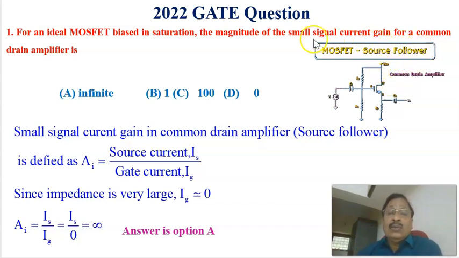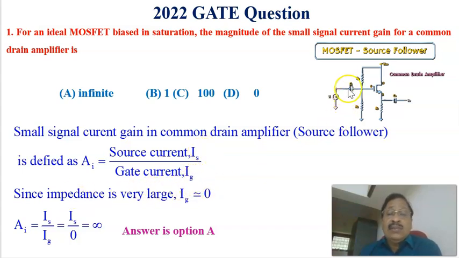The question is, what is the small signal current gain? The small signal current gain in a common drain amplifier or source follower is defined as the source current, that is Is, divided by the gate current Ig. The ratio of the source current, that is the output current in a common drain amplifier, to the gate input current Ig, or Is by Ig.